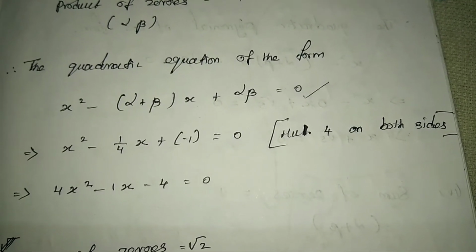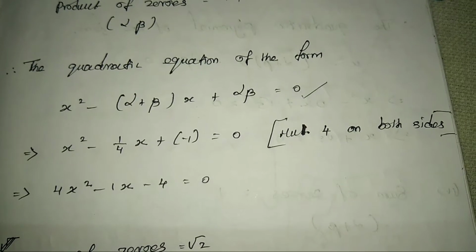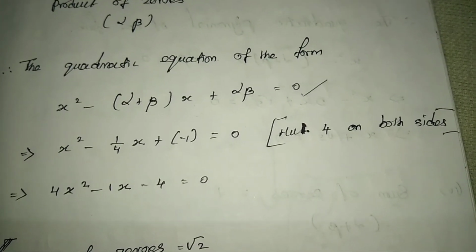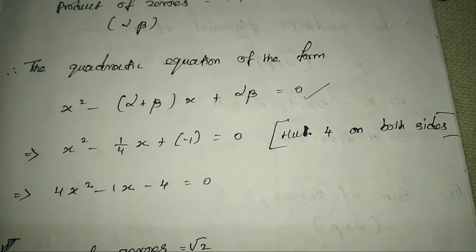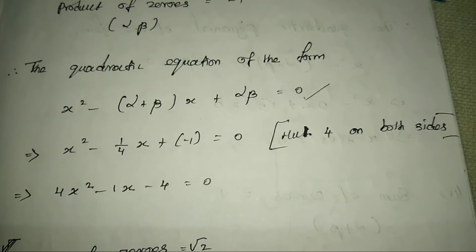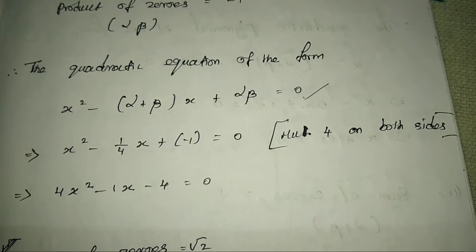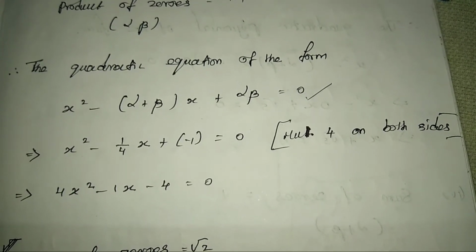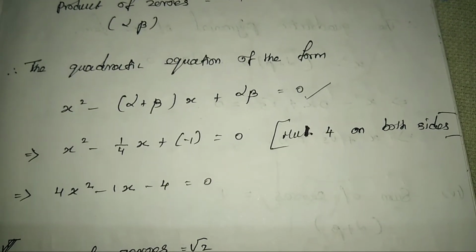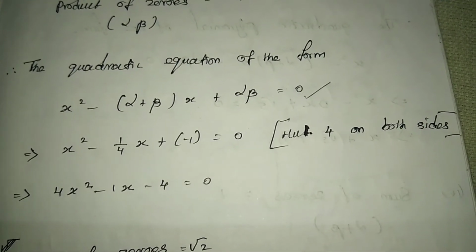Very well clear? So just keep this: x squared minus (alpha plus beta) x plus alpha into beta. Here the more important thing is the minus sign, that is x squared minus. So in this form, x squared minus (alpha plus beta) x plus alpha beta equal to 0, this step is the more important one in this problem. I am repeating it again and again. Okay, next.